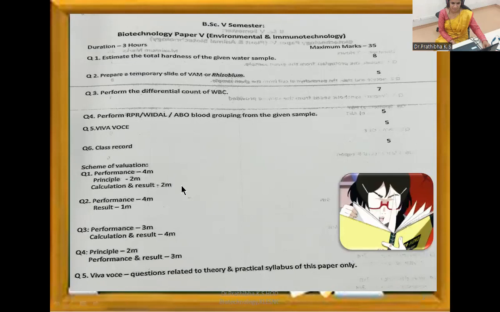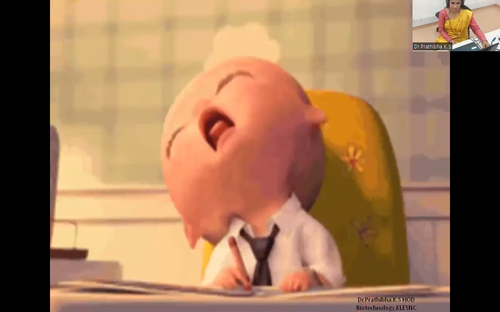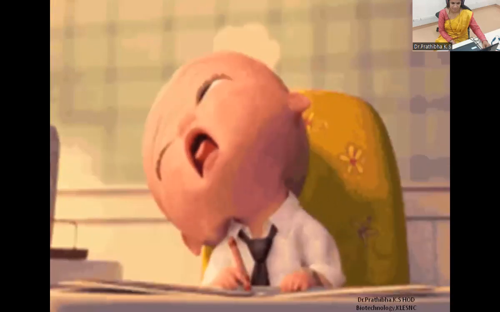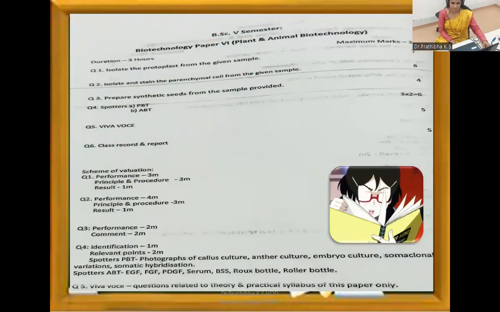Hope you understood about the paper 5, environment and immunotechnology practical scheme of evaluation. Don't be lazy. Be active and focus on your practical scheme.